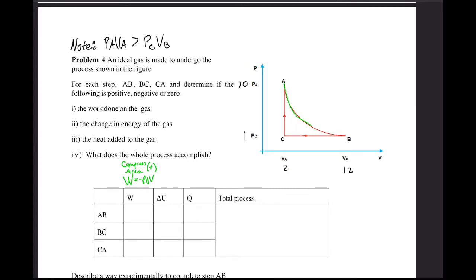Ooh, that's a hard one. But I know that the work is going to be negative because you're expanding the gas. See how the volume is getting larger? So we're expanding the gas, which means our work from A to B is negative.